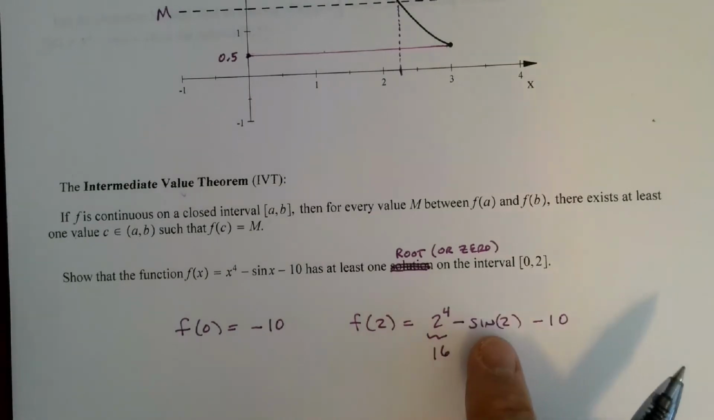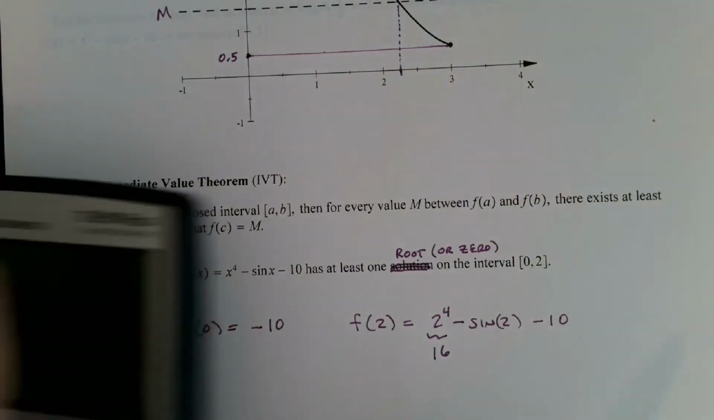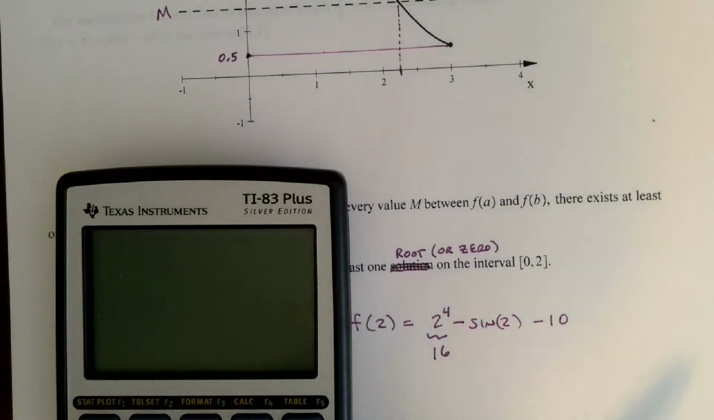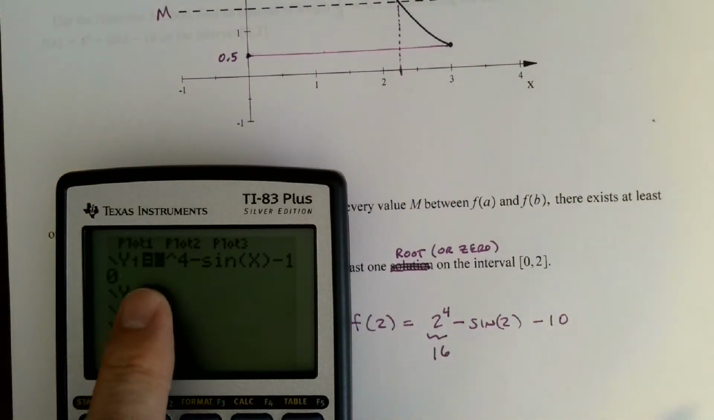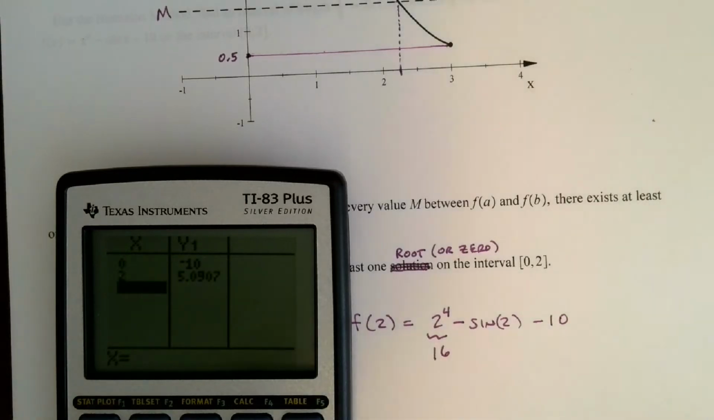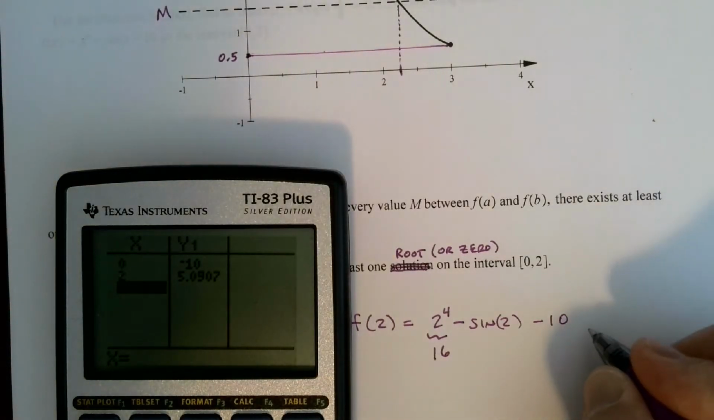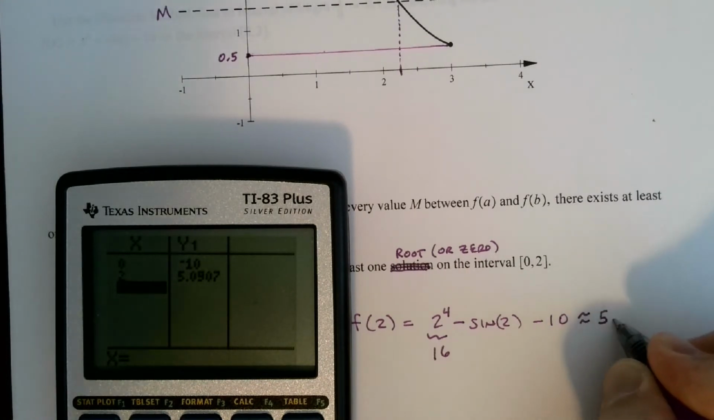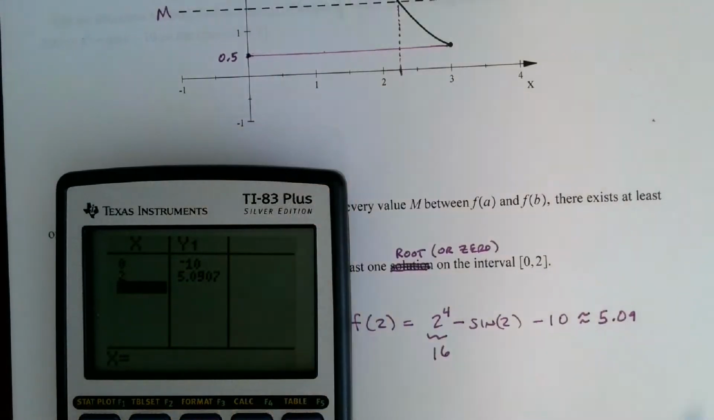Or it could be more, because sine of 2 could be less than 1. Let's just go ahead and figure out what that is. I've actually entered that function in the calculator. And so I'll go to the table. We'll just reiterate what we did before. When we plugged in 0, we got negative 10. And when we plug in 2, I said 5, maybe a little bit more, and I do indeed get a little bit more than 5, so it's about 5.09.